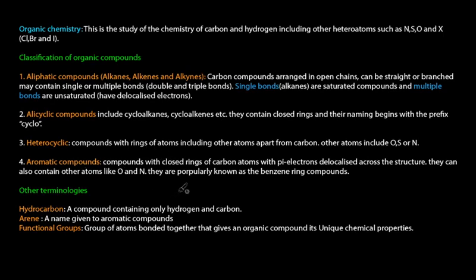Now what are aromatic compounds? Aromatic compounds are closed rings of carbon atoms with pi electrons delocalized across their surface structure. They can also contain other atoms like oxygen and nitrogen. They are popularly known as the benzene compounds. For it to be aromatic, there are a lot of criteria you need to meet, so we will not look at that in this video. But the popular aromatic compound that we all know is benzene, which is a 6-membered ring with 4 degrees of unsaturation, which is 3 double bonds.